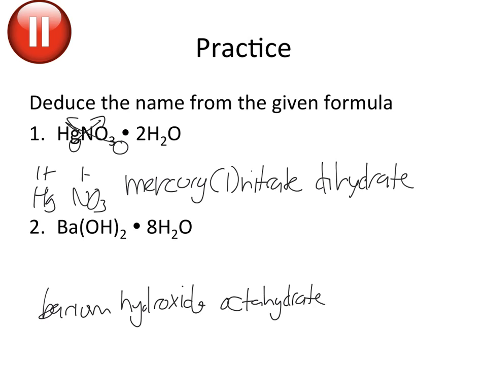All right, welcome back. So I noticed that this was a multivalent metal, so I needed to find the charge. I found that it was 1 plus, and I included it in the name, so mercury 1 nitrate dihydrate. And barium is a group 2 metal. It only has 1 charge, and that charge is 2 plus, so I don't need to put anything in parentheses. So it's barium hydroxide octahydrate.